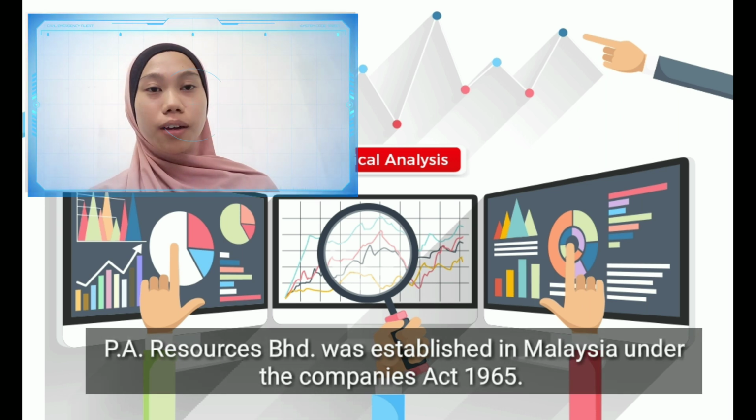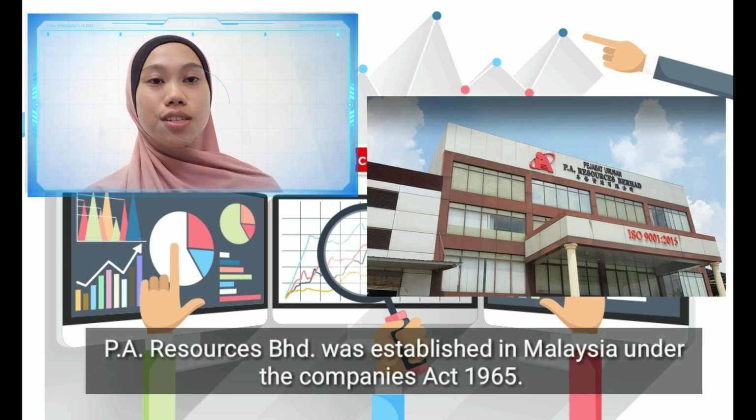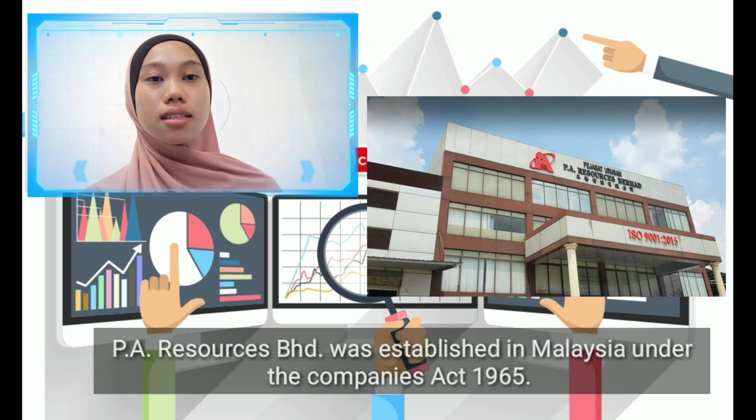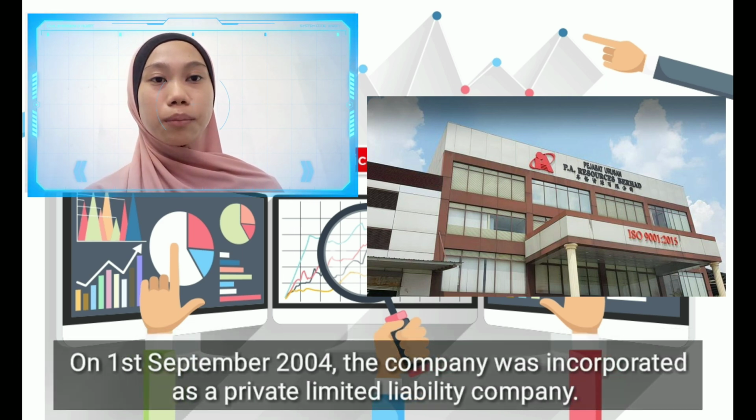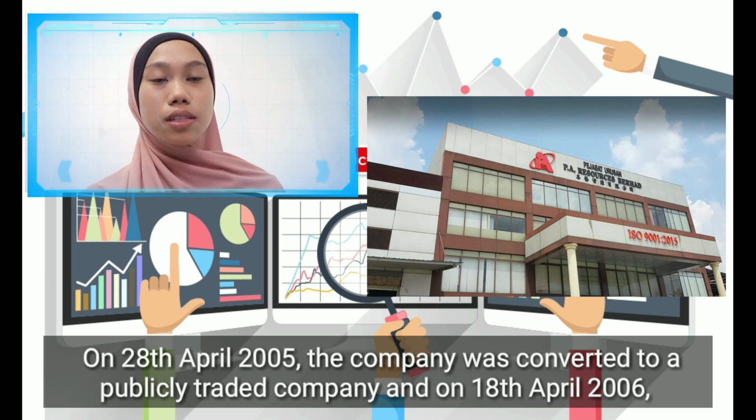I want to explain about the introduction and company background, which is PA Resources Berhad. PA Resources Berhad was established in Malaysia under the Companies Act 1965. On 1st September 2004, the company was incorporated as a private limited liability company. On 28 April 2005, the company was converted to a public company.